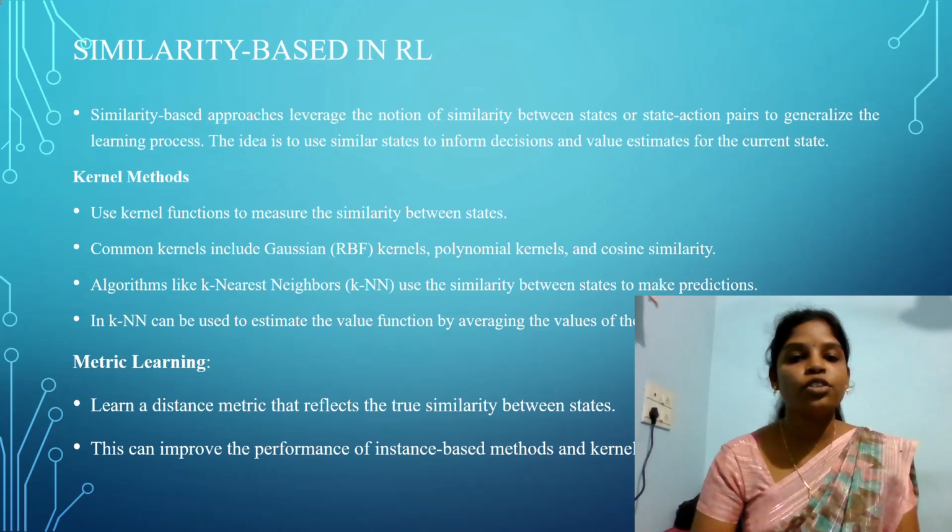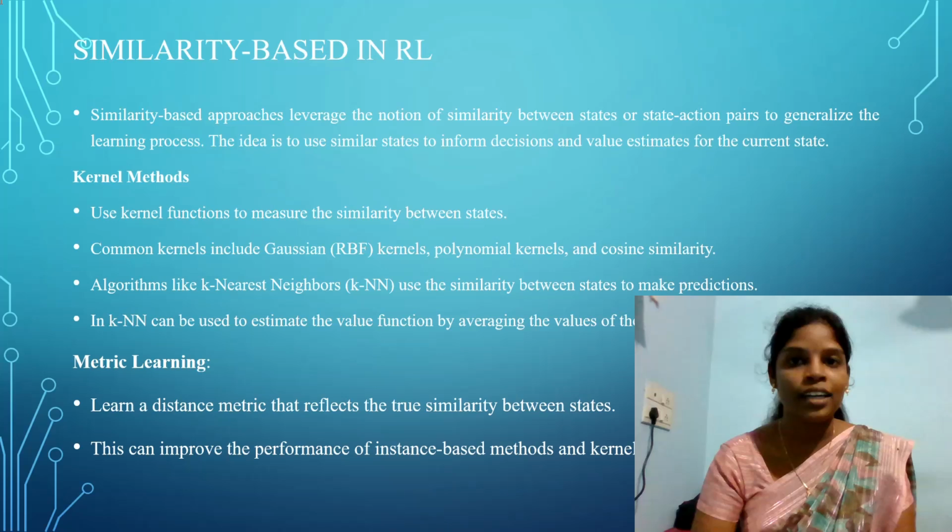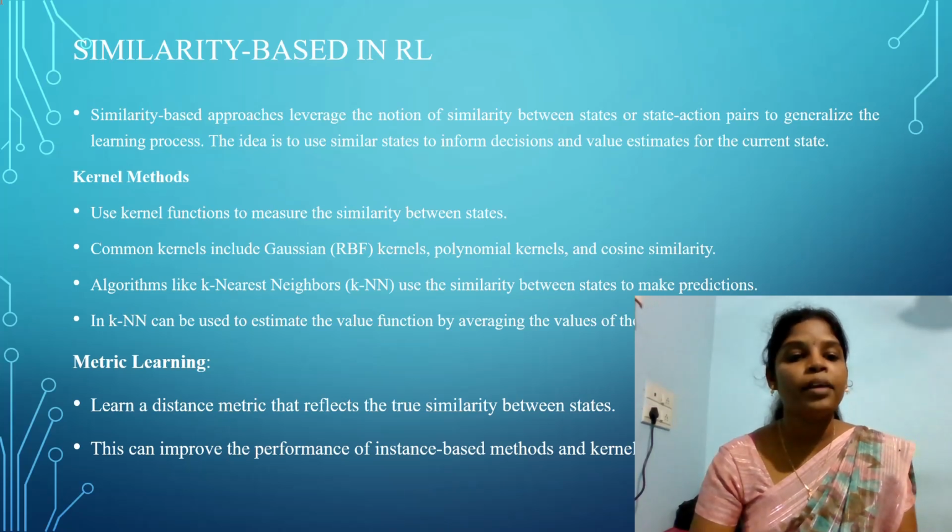Use a kernel function to measure the similarity between states. Common kernels include the Gaussian RBF kernel, the polynomial kernel and Gaussian similarity. Algorithms like K-nearest neighbor, KNN, are part of this to find the clustering of data, multiple clustering and single clustering. The similarity between states is used to make predictions. KNN can be used to estimate the function value by averaging the values of the K nearest states.